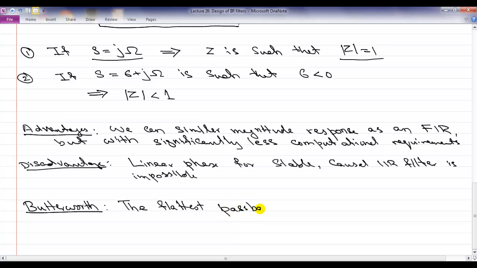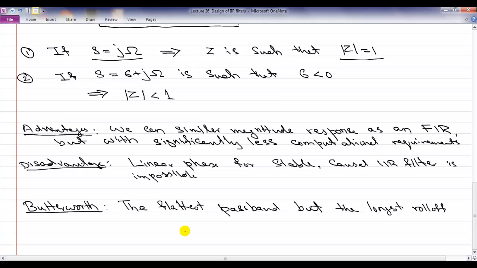It has the flattest pass band, but the longest roll-off. What this means is that if you look at the pass band and the stop band, unlike the FIR filter using window method, Butterworth filter does not have ripples. Okay? It tries to be as flat as possible, but the trade-off is that it takes Butterworth filter a long time compared to other IIR filters to go to 0, or conversely from 0 to 1.